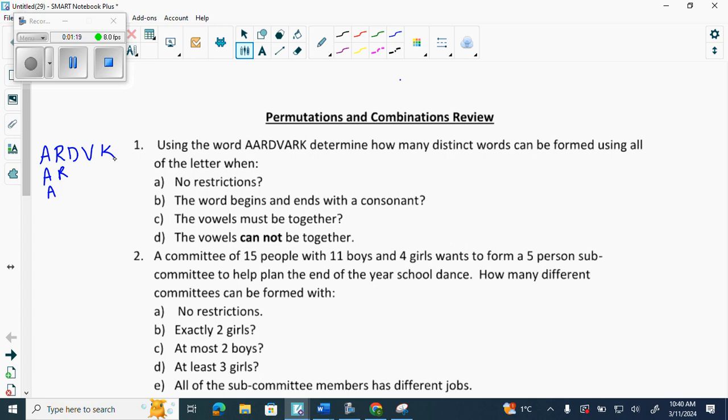So we have the word aardvark. I told you guys to use a separate sheet of paper. I should have pushed myself some extra space. I'm going to do that after this. I'm going to doctor my other document. For the first 3, I won't do that.